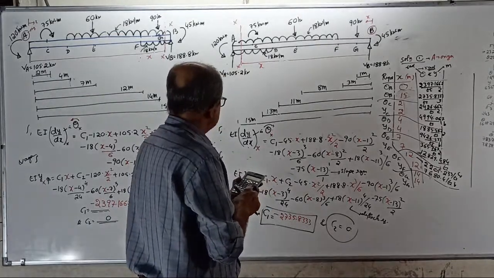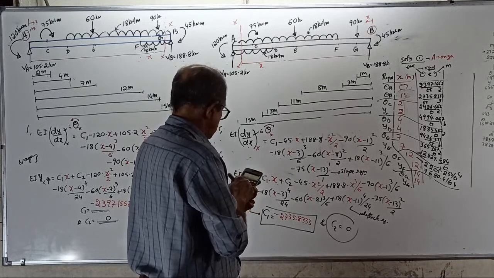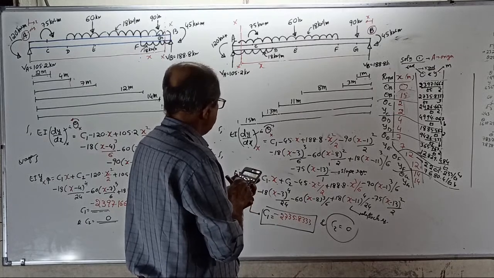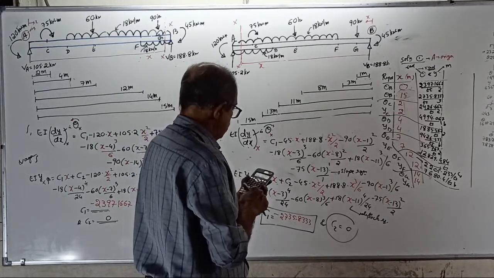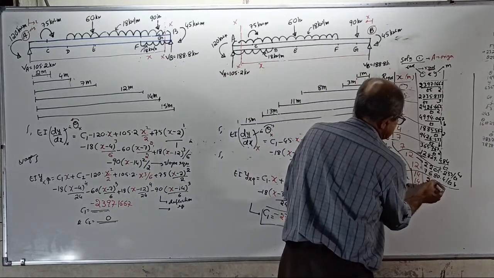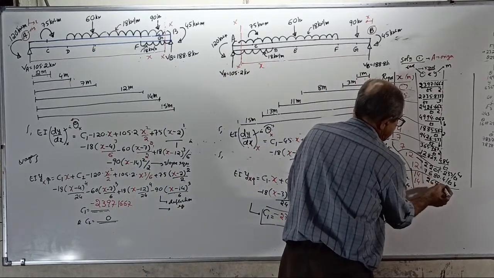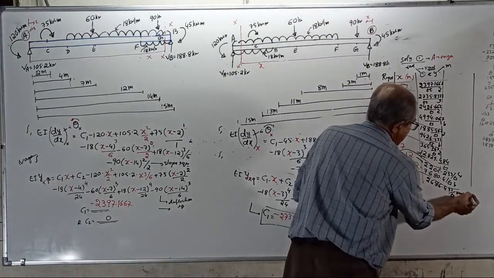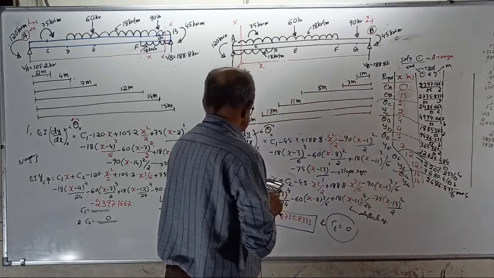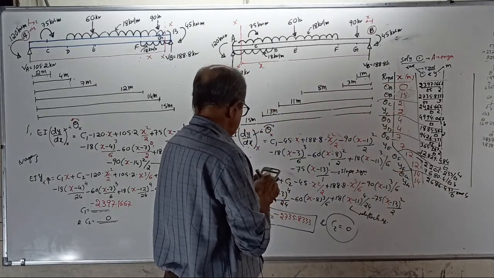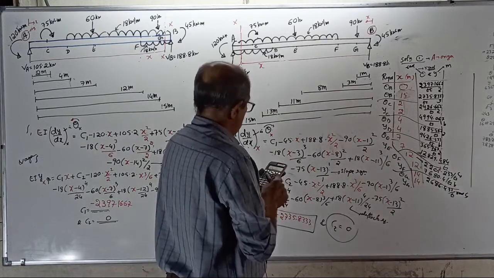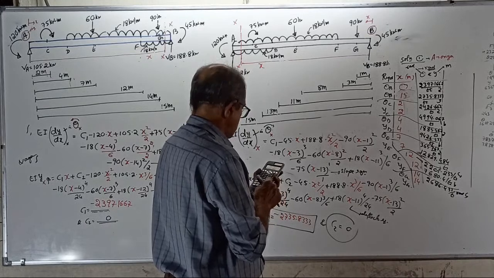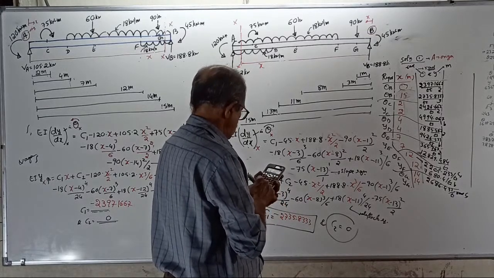Correct. Here 14 meter, C1. C1 is shift toward B minus 45 into 1 plus 188.8 into 1 divided by 2. Theta will come 2686.433 by EI radian anti-clockwise. Deflection will come shift toward B into 1 then minus 45 into 1 divided by 2 plus 188.8 into 1 divided by 6.